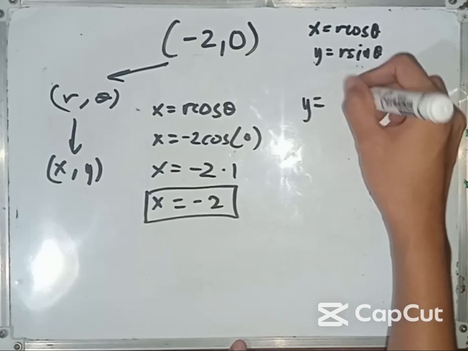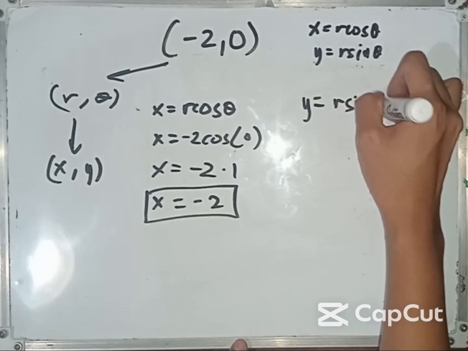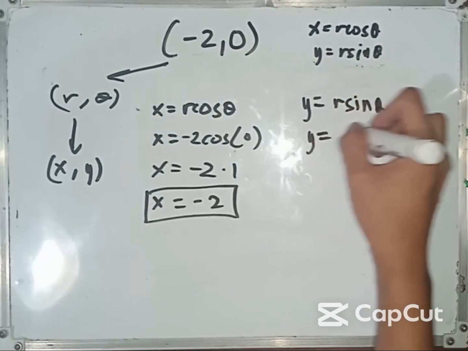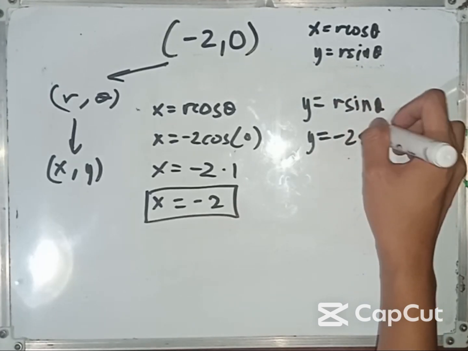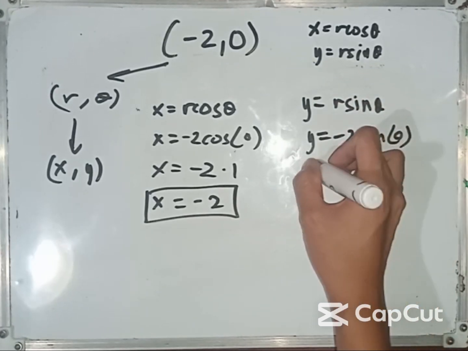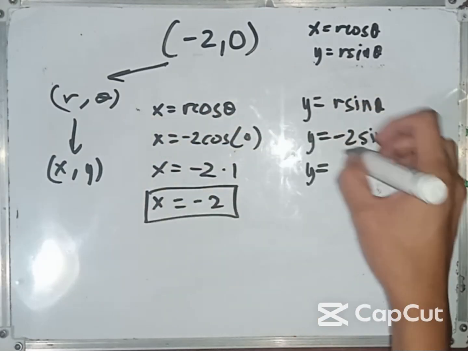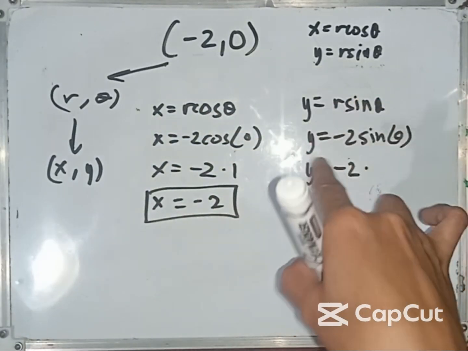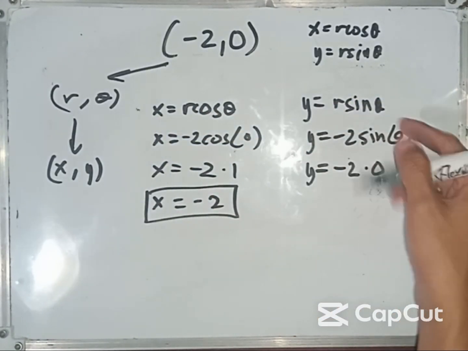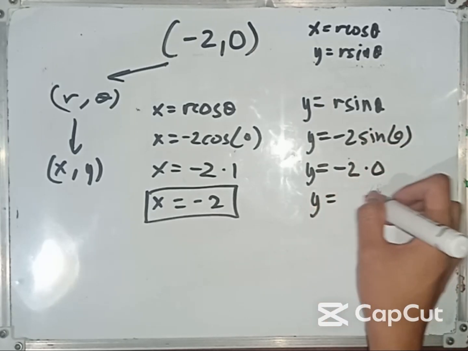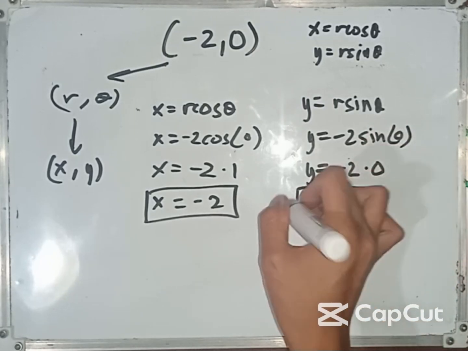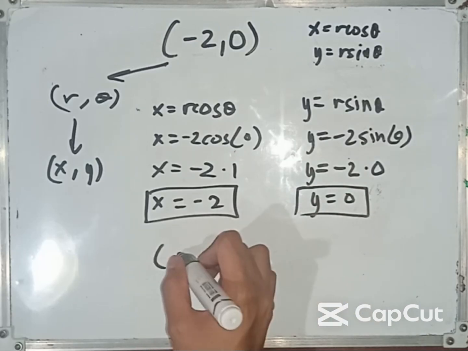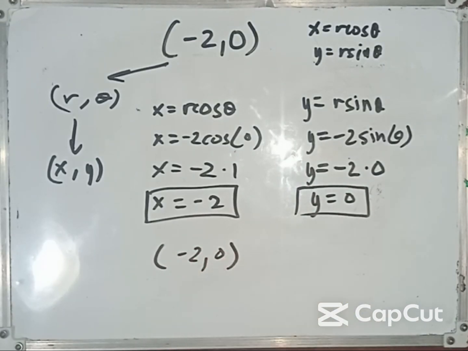For y, y is equal to r sine theta. So y is equal to negative 2 times sine of 0, which is simply 0. So y is equal to 0. Therefore, our coordinates would be negative 2, 0.